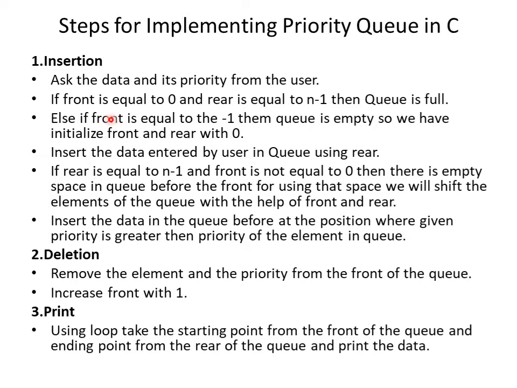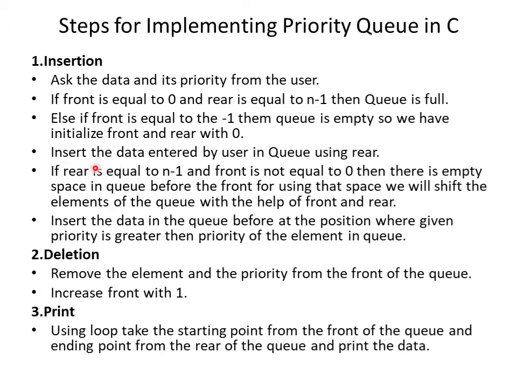Else, if front is equal to minus 1, the queue is empty. So, we initialize front and rear with 0. The same concept implemented in the normal queue is implemented here. As I said in the previous slide, initially it is the concept of the normal queue. Therefore, the C functions which were implemented in the normal queue are taken here and modified a little according to the priority queue.